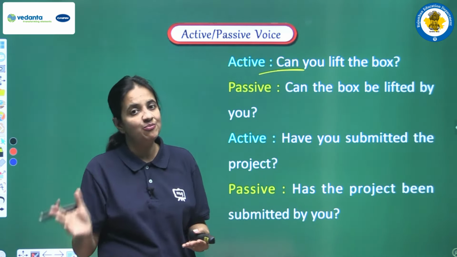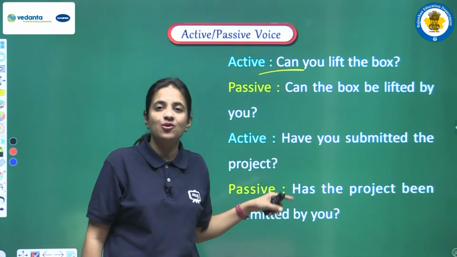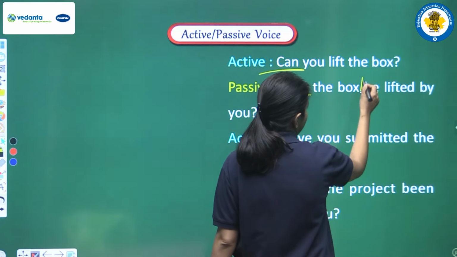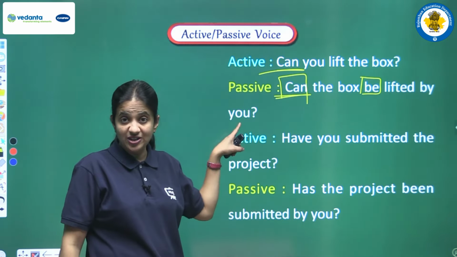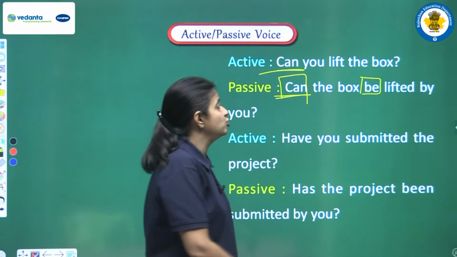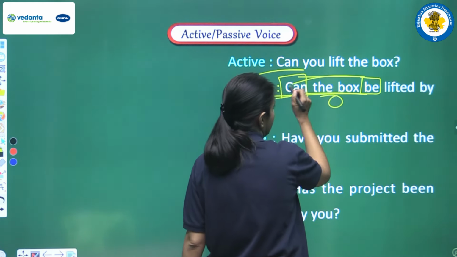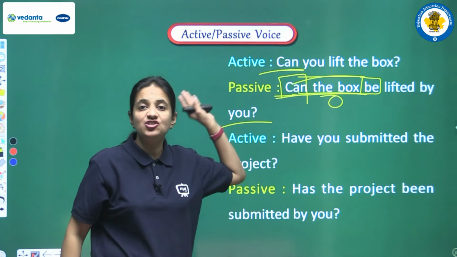be with that modal. So here we are having can, so obviously in the passive voice also we have to use can. So here we are writing can, but can and be, these two words cannot be together in an interrogative sentence, because between these two words we have to write the object. Okay, so can the box be lifted by you? This will be the structure.